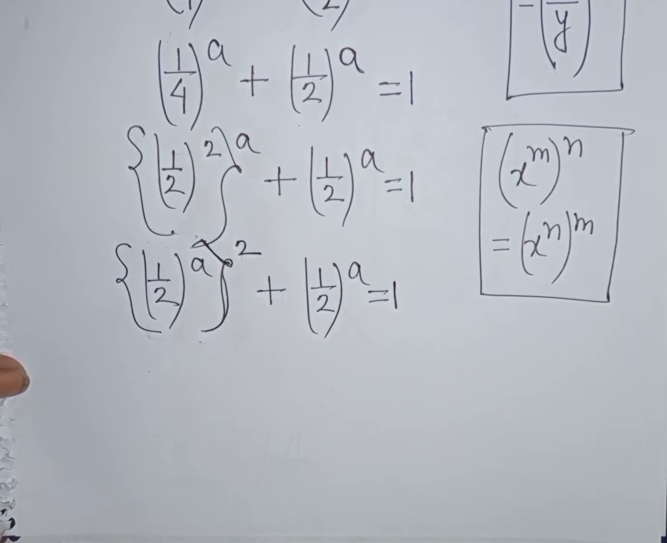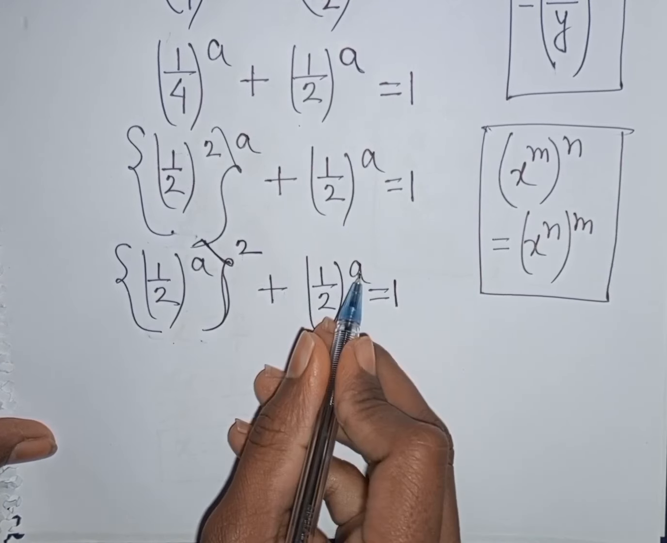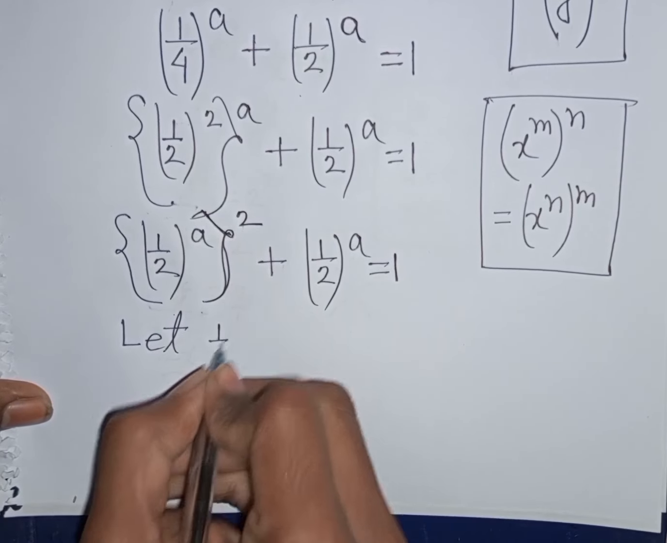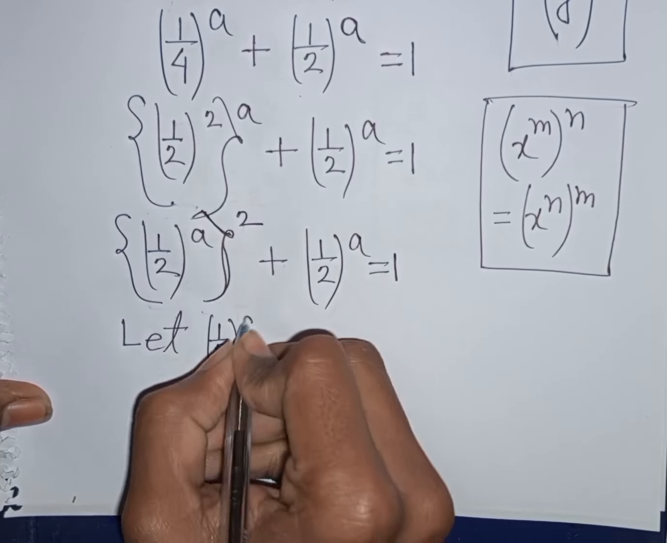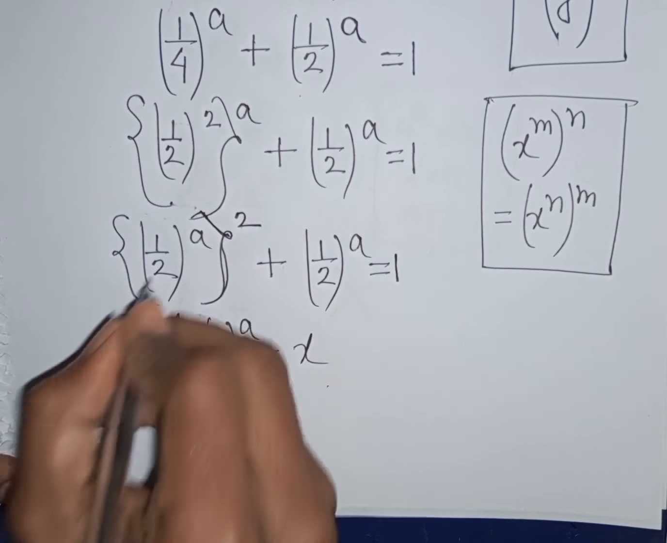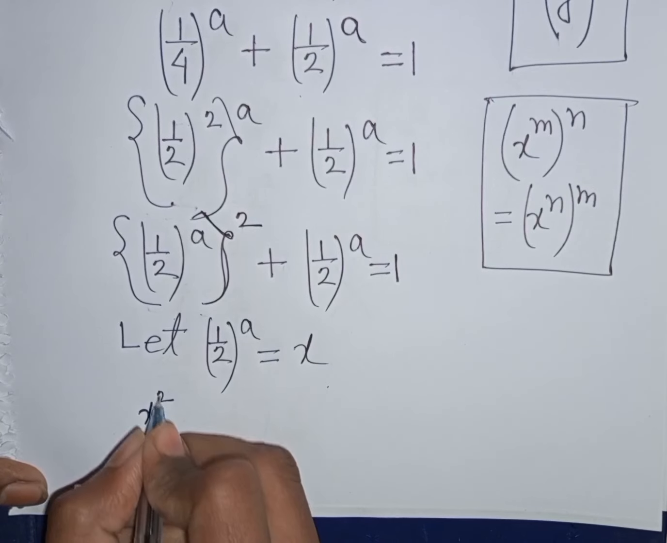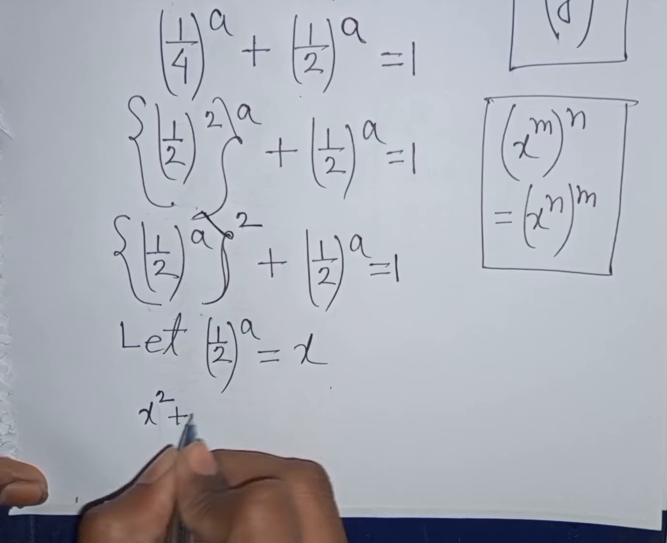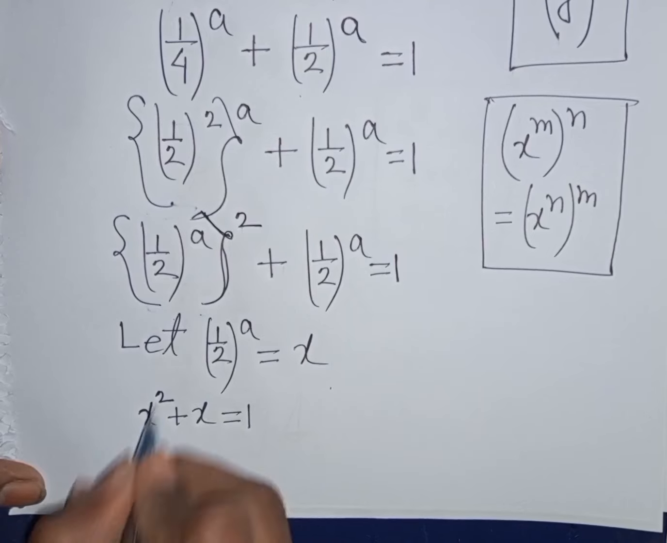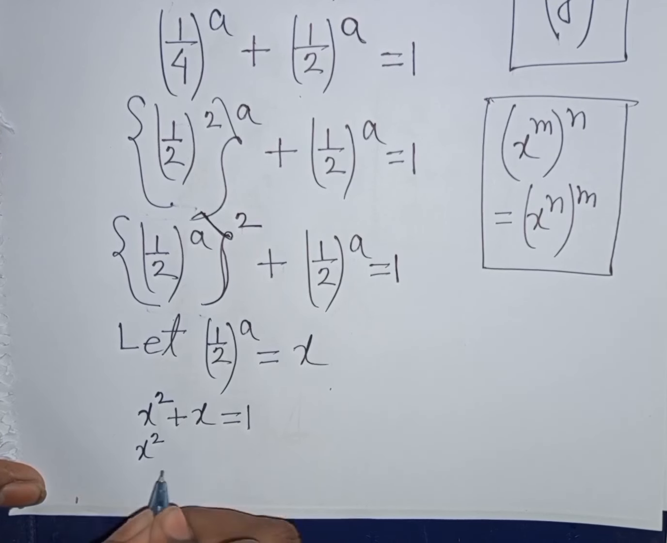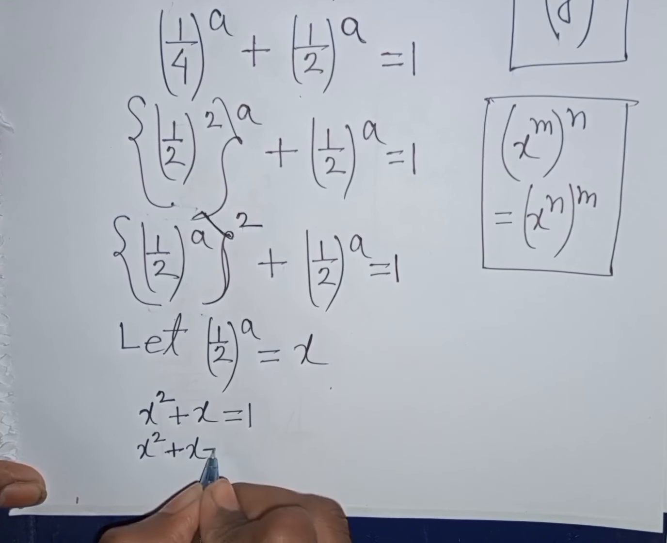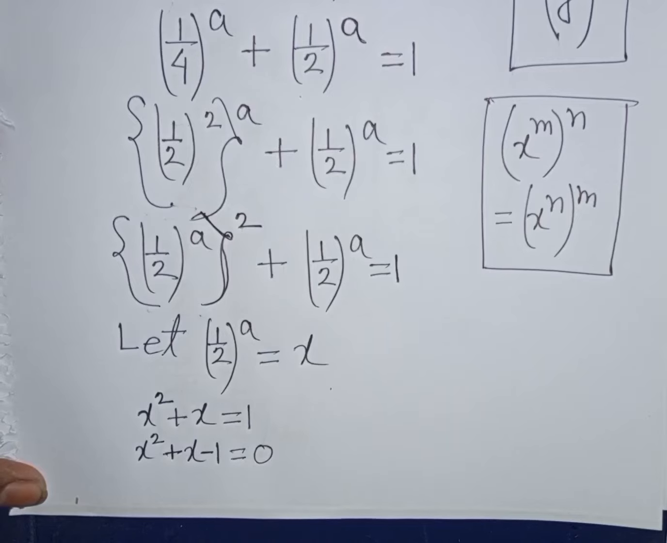Now we see 1 by 2 bracket power a, 1 by 2 bracket power a, both terms are the same. So let 1 by 2 bracket power a be substituted by x. So our equation will be x square plus x is equal to 1. Now we can write here x square plus x, then this plus 1 taken to the left side will be minus 1, then is equal to 0.